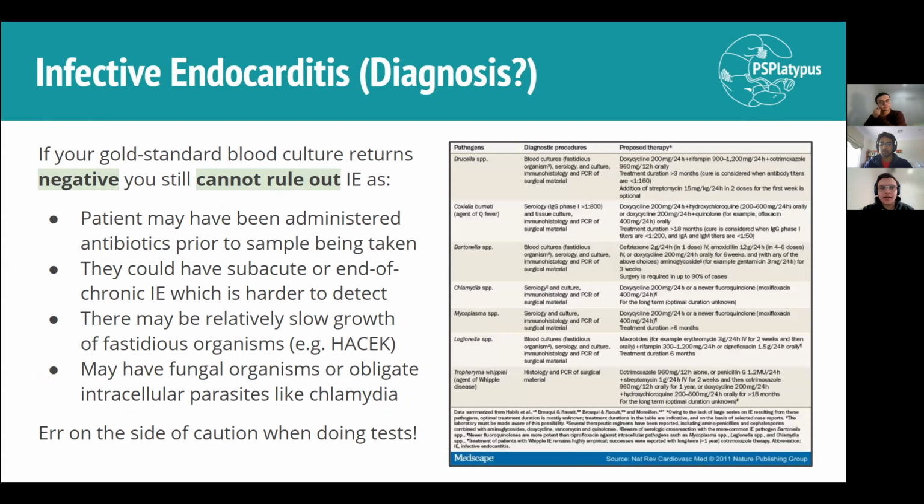Here is what is super high yield. When you get a negative test on your blood culture, you don't want to be necessarily ruling out infective endocarditis, because there are a multitude of reasons why you can get a negative test, even when the patient has IE. For example, and this is something you want to avoid as a physician, is administering the patient antibiotics before the sample is taken. That kind of defeats the purpose of getting the sample.